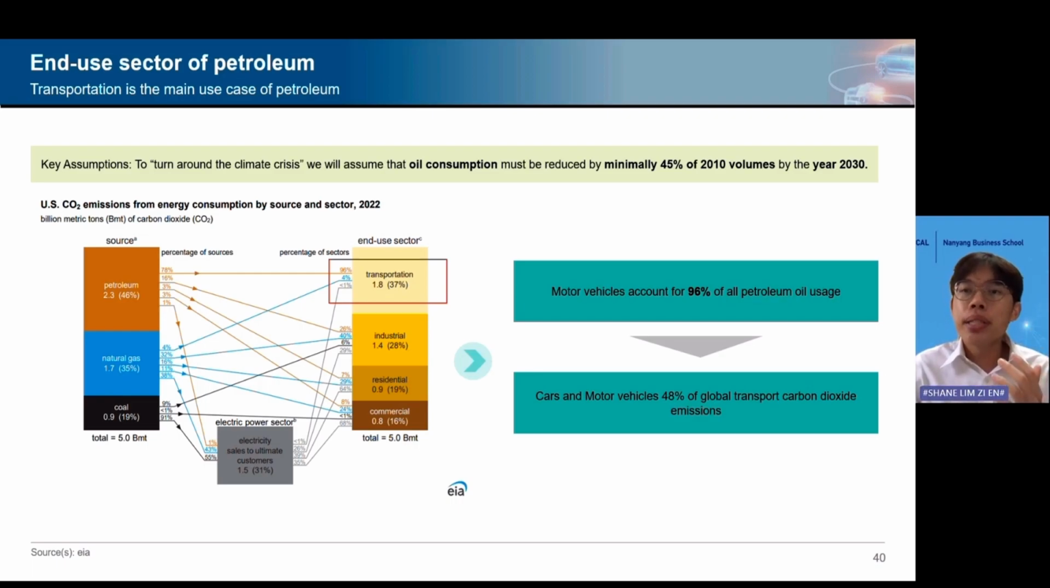To understand the use cases of oil, we can turn to the transportation sector, which accounts for 96% of all petroleum oil usage. This sector includes motor vehicles, which accounts for 48% of global transport carbon dioxide emissions.